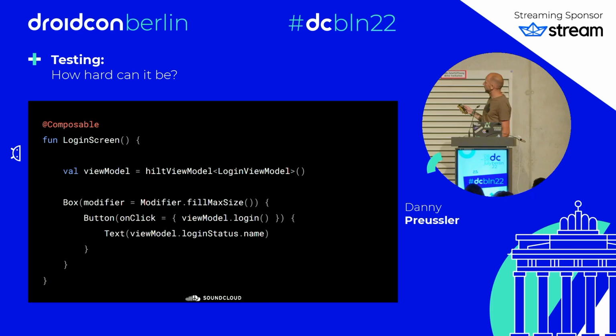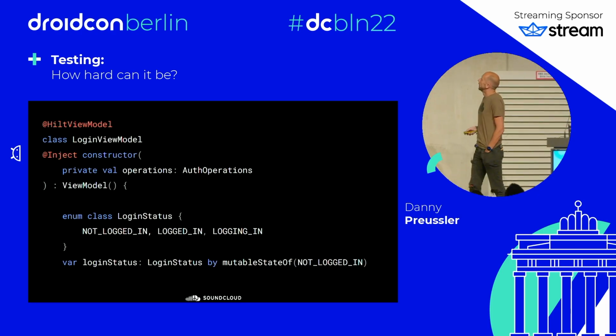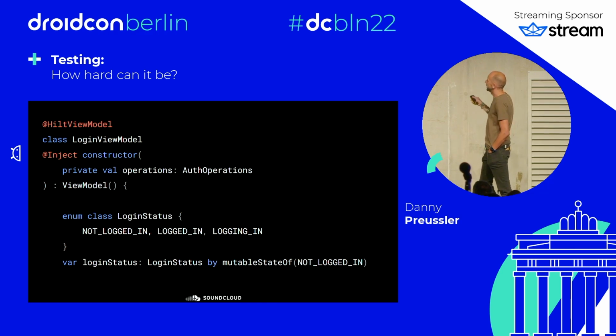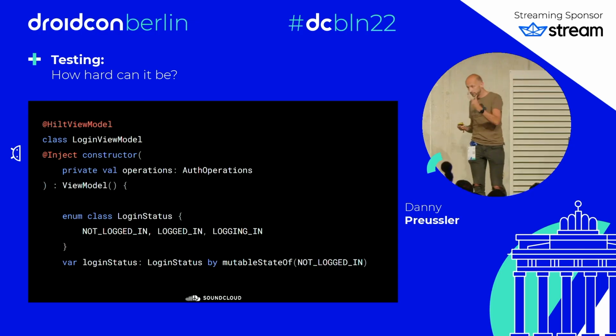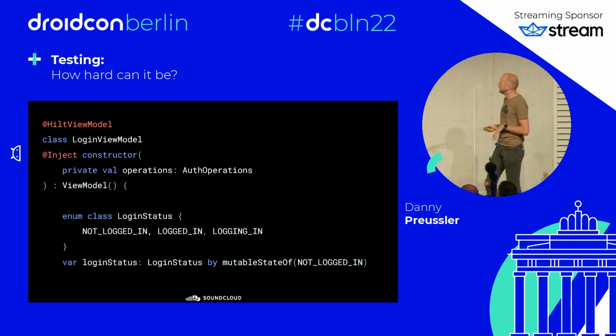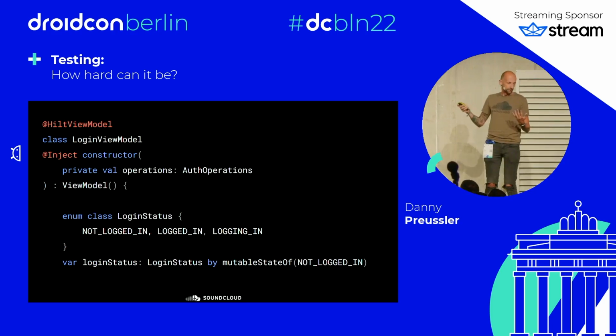So let's look at the login view model next. The view model is also simple. I knew that I would have something, I called it auth operations for now. I didn't know what it would be, if it would be a repository or something later. It's something that I can call login on later. But let's ignore this for now and just look at these three states. I think in the beginning you're not logged in, then you're logging in, and afterwards you're logged in. So I thought I would have these three states. I defined an enum, and I set a status, and I said it's not logged in.